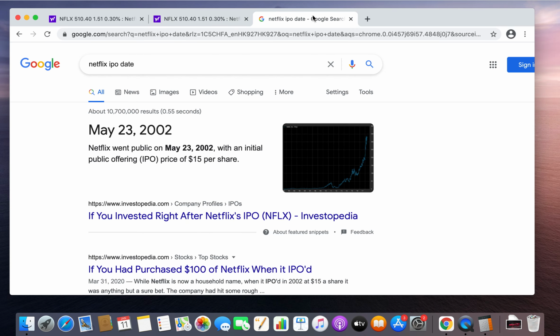So the first thing you need to do is, in our example, we're going to say the investor buys Netflix stocks, and let's say uses $100 to buy Netflix when it IPO'd on the first day, and we're going to say he paid the closing price of that day and held it all these years up until the present day and sells it at the closing price today. So you do a quick search for Netflix IPO date, and then you see the IPO date was May the 23rd, 2002. So you can write that down. You need to remember that date.